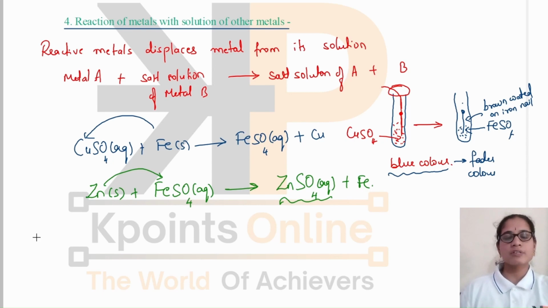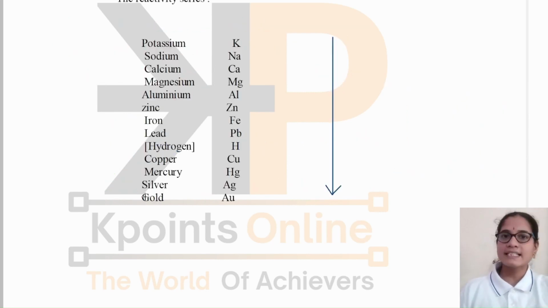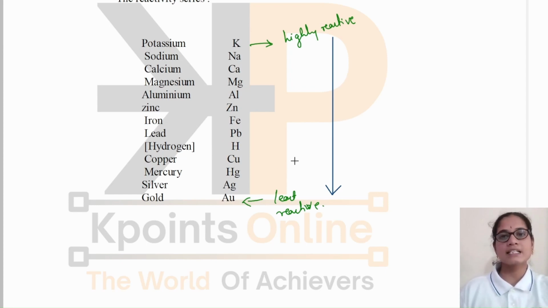So after observing all these reactions of metals with oxygen, water, acids and solutions of other metals, a list of the metals has been made based on their reactivity. This list is completely based on the reactivity shown by the metals. A series has been developed in the decreasing order of the reactivity of the metals. This is highly reactive. The metal placed above is very highly reactive, and the metal placed at the bottom of this series is least reactive. As you go upward, the reactivity increases. These metals are placed in decreasing order of reactivity.